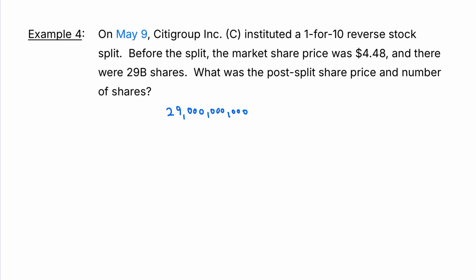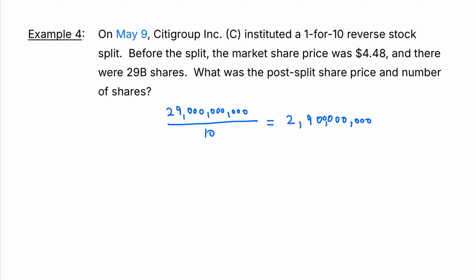Since this was a 1-for-10 reverse stock split, we would have to divide this by 10. Remember, a reverse stock split takes the number of shares and reduces the number of shares. And so we would divide this by 10. And in doing so, the number of shares outstanding would be 2.9 billion shares outstanding.